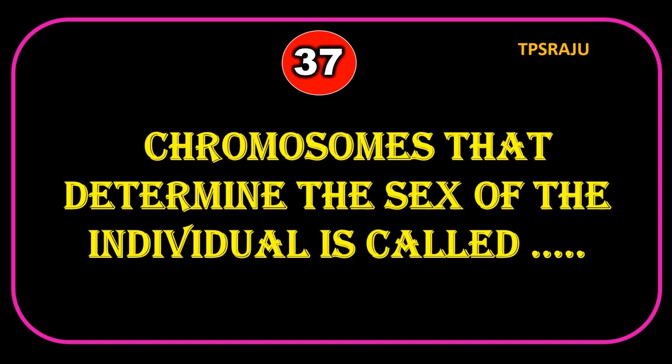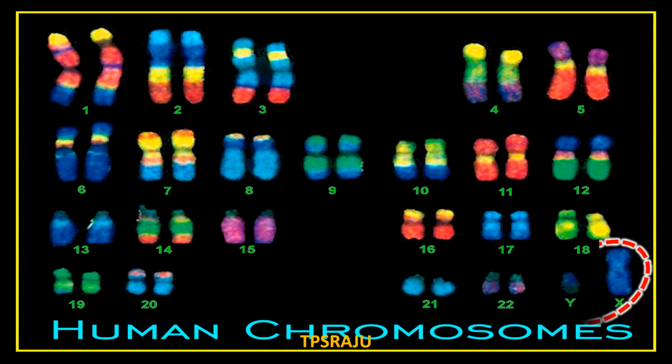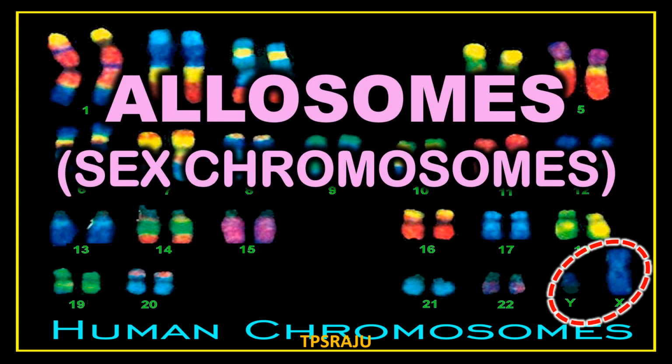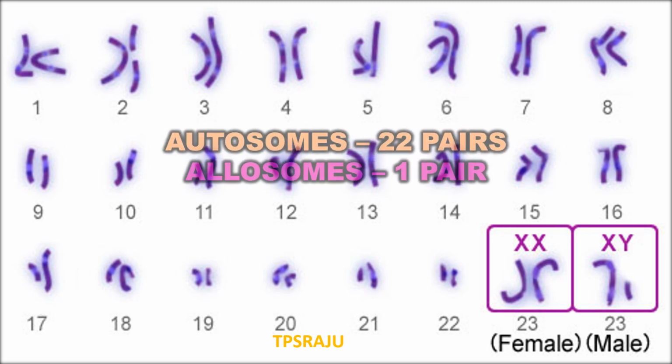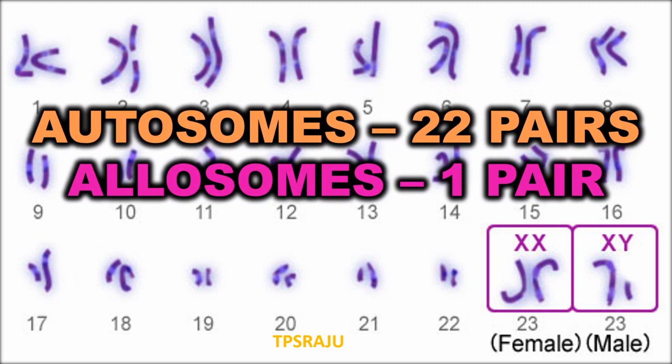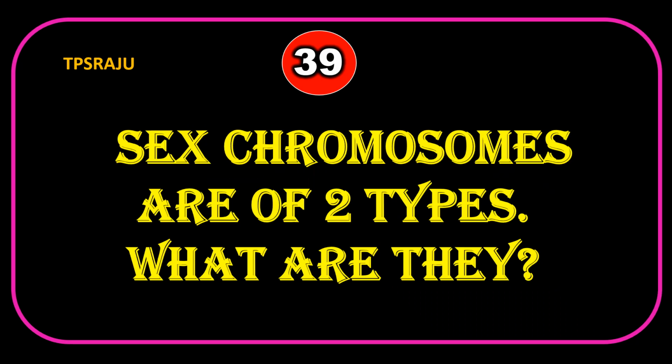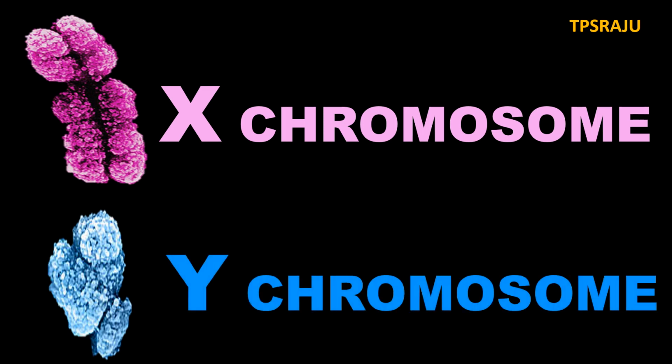Chromosomes that determine the sex of the individual are called allosomes. The number of autosomes and allosomes present in each human cell is 22 pairs of autosomes and 1 pair of allosomes. Sex chromosomes are of two types. What are they? X chromosome and Y chromosome.